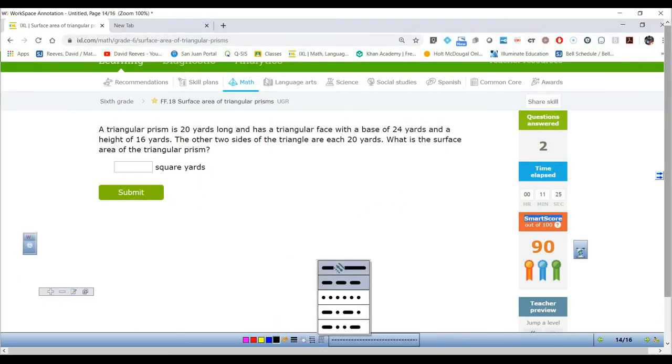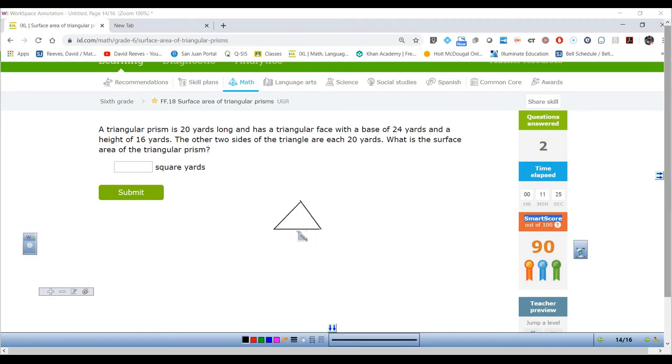Okay, so let's see if we can draw it. I'm going to start off with the triangle, and it says the triangle has two sides that are 20, and let's see, the base of 24. So I'm going to make the base of the triangle, and then it says that we have two that are 20. All right, so I'm going to label this one.